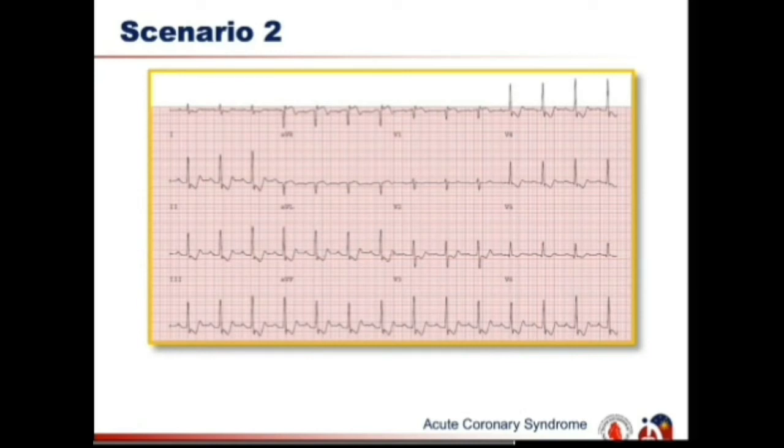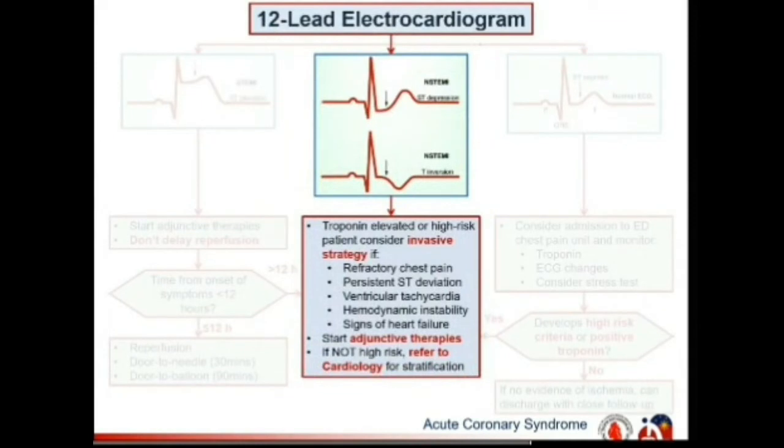What do you see? I hope you appreciate those ST segment depressions in multiple leads, actually in almost all leads. You are right. The patient has diffuse ST segment depression. With this ECG, this patient may be having non-ST elevation acute coronary syndrome. So how do we manage this patient?